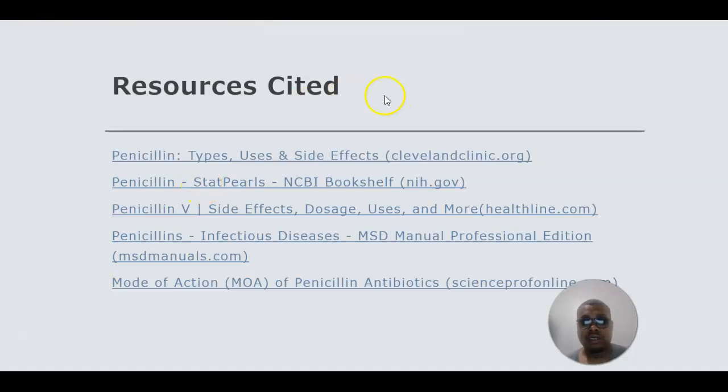And these were my works cited, resources cited. This is where I got all my information from.